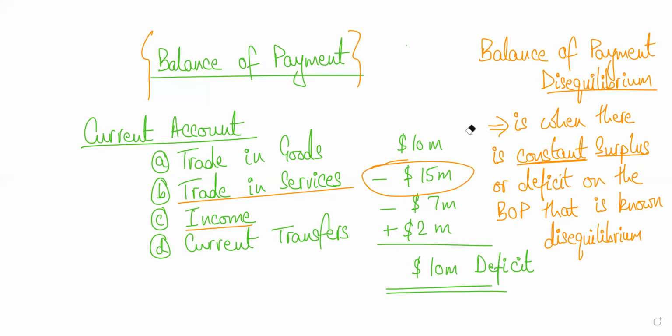So if you have a deficit on the services section, what is this showing us? This shows that more Pakistani students are going abroad to study compared to foreign students who are coming to Pakistan for study. That could be one possible explanation.